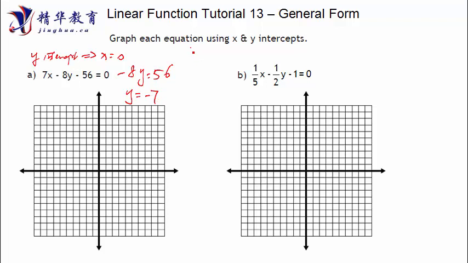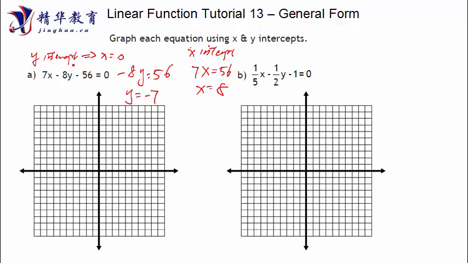And the other one is the x-intercept. For the x-intercept, we make y equal to 0. So y equal to 0 here, 7x equal to 56. 7x minus 0, this part is gone, minus 56. We move 56 to the other side, 7x equal to 56, and then x equal to 8.